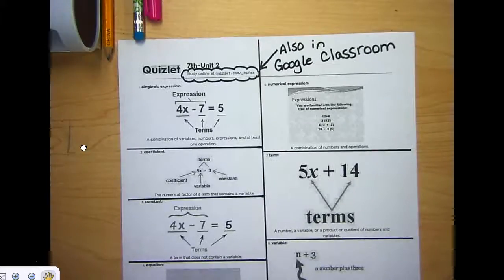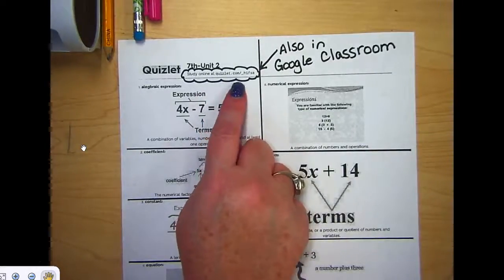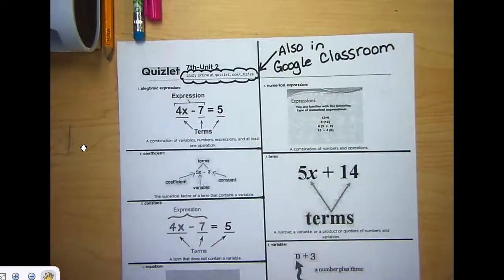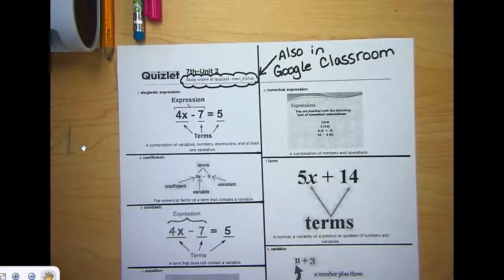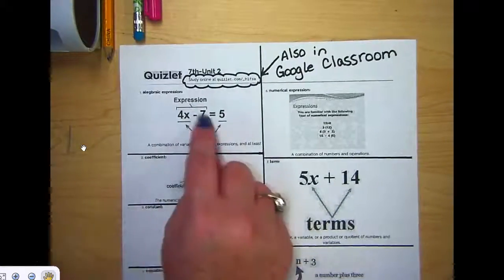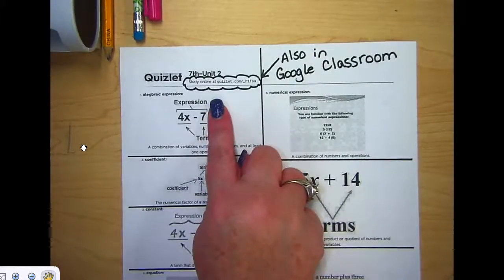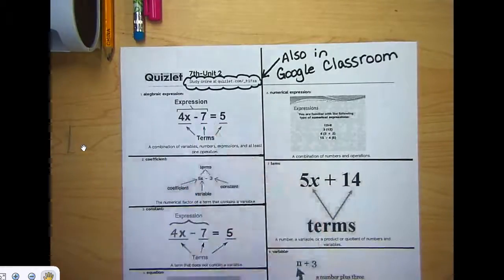Let's look at your vocabulary words. You can study online at this website. I also dropped the link to Quizlet in Google Classroom. The first word is algebraic expression. An expression is a combination of variables and numbers and at least one operation. Normally, an expression does not have an equal sign. It's normally these 2 things.